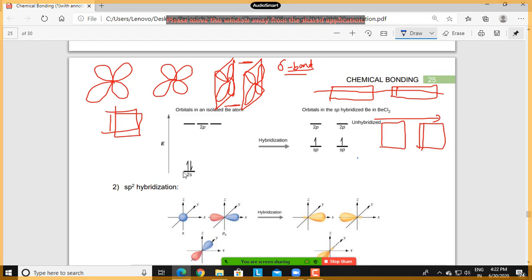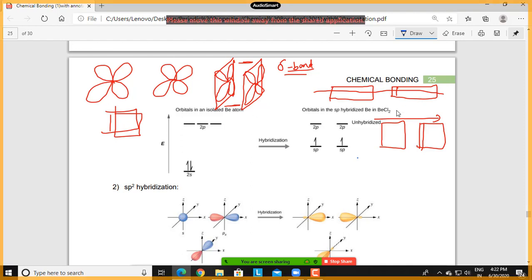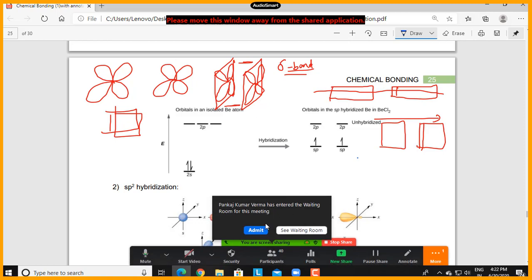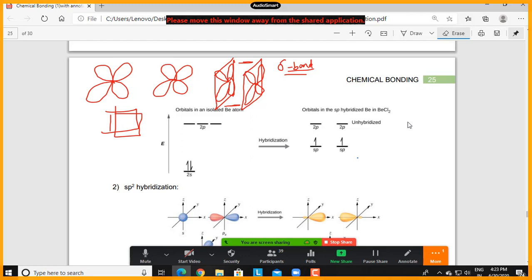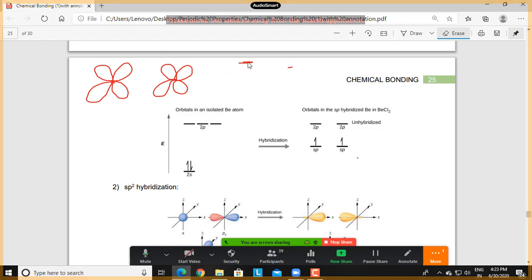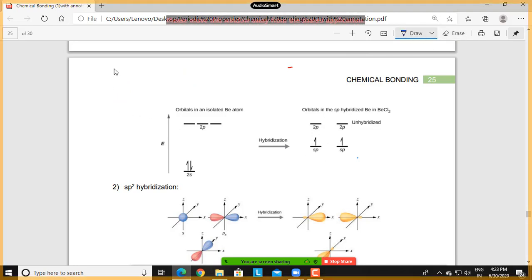Now see. Suppose you have electrons in 2s and 2p orbitals in an isolated beryllium atom. He is showing the formation of beryllium dichloride. How will beryllium dichloride be formed? That is shown. It will be formed like this. We'll discuss now.